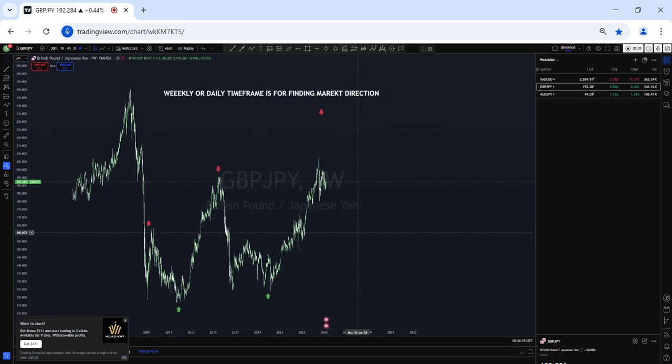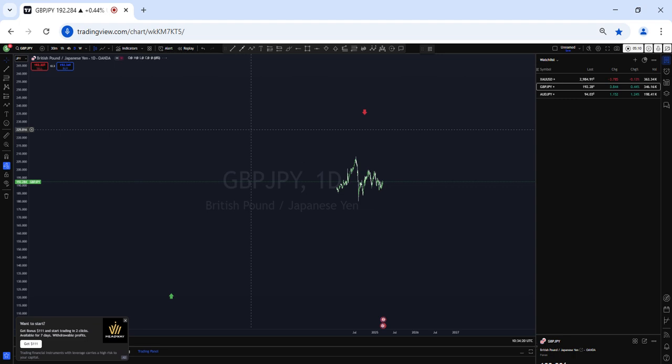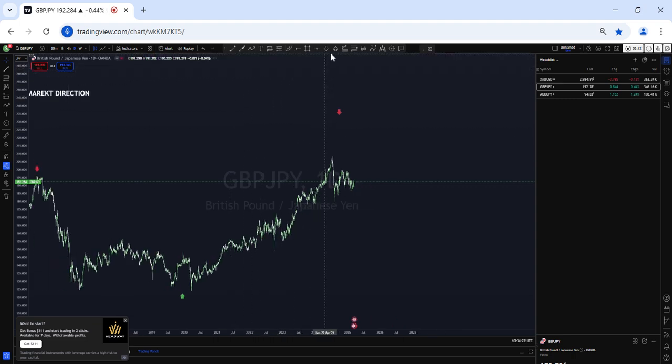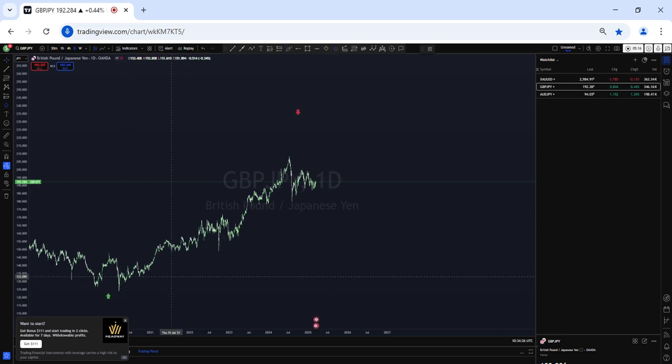Understanding that on the higher time frame, on the weekly time frame, is an uptrend. Then on the daily time frame, you also have to understand that we still have a trend occurring on the daily time frame, which is here.